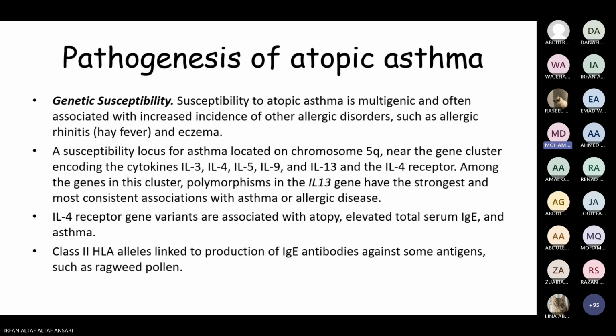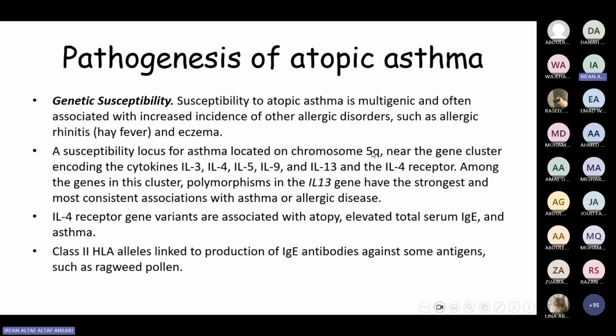Can you repeat the two most important things there? Okay, so see what is over here. There is always a genetic susceptibility. And where is the gene located for asthma genetic susceptibility? Chromosome 5.